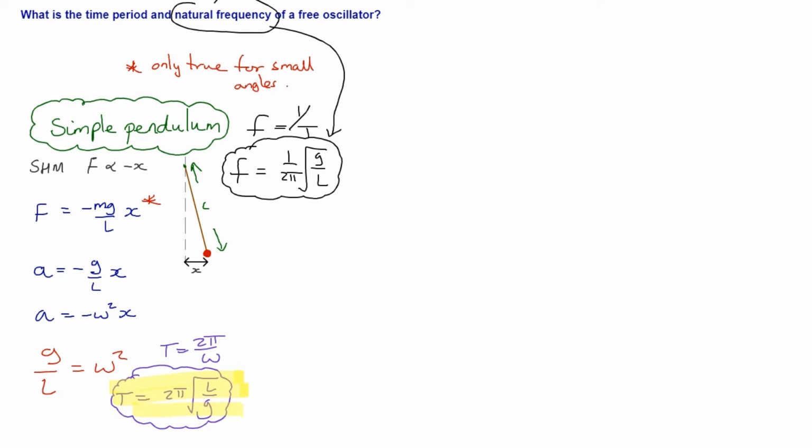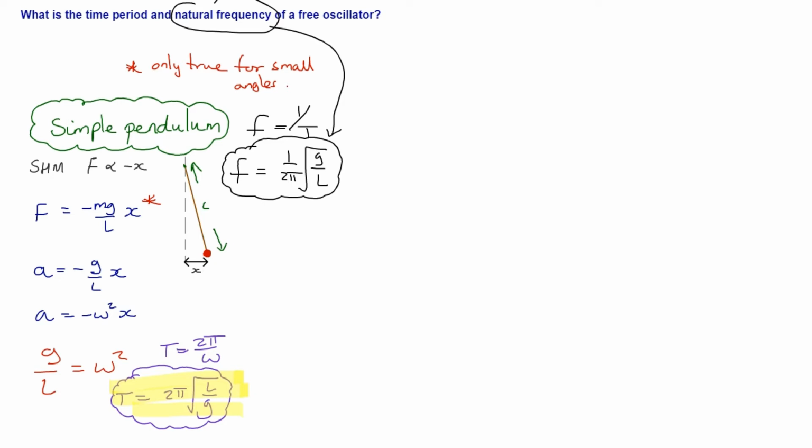Isn't it nice? The mass doesn't matter. It's only the gravitational field strength and the length of the pendulum, as long as the angle's small, remember. So you can put as heavy a bob as you like on the pendulum, and it won't affect the time period or the frequency for a freely oscillating pendulum. But if you take it to the moon, then that will affect its time period and its natural frequency.